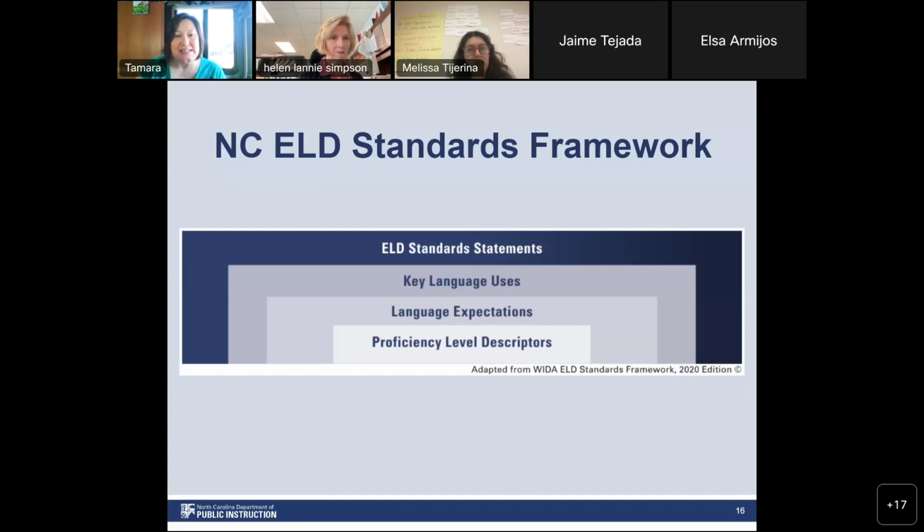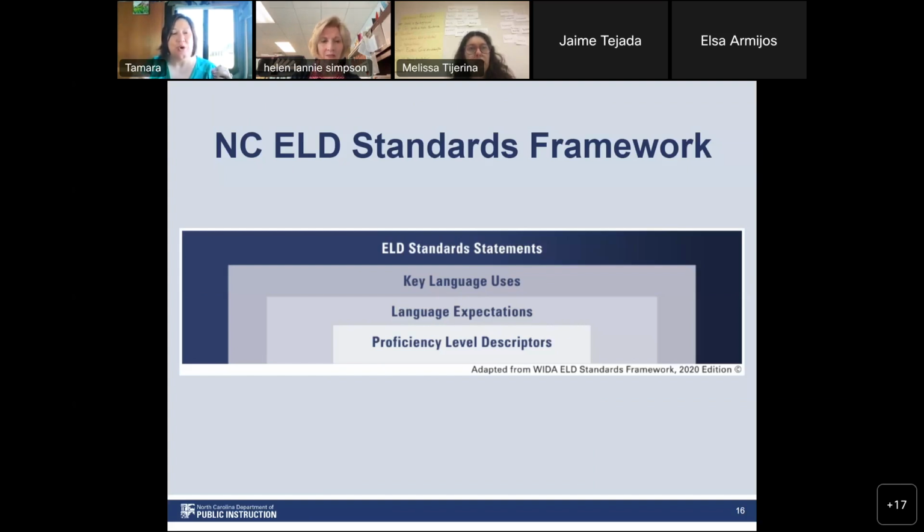WIDA has then looked at language across key language uses, overarching language genre families. And I mentioned those before, but I'm going to go ahead and say them again. There are four: narrate, inform, explain, and argue. And we'll get into details more about that shortly.